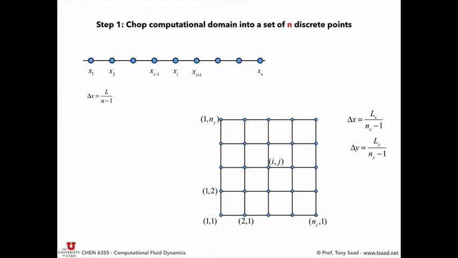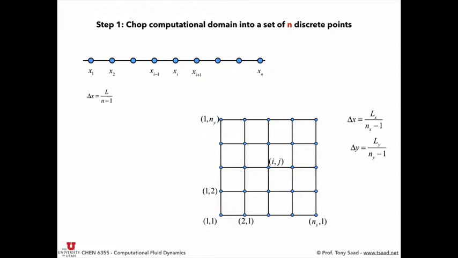So that's i equal 1, j equal 1. That's the first point in the domain. 2, 1 is the second point in the x direction, still the first point in the y direction. 1, 2 is the opposite: first point in the x direction and second point in the y direction. An arbitrary point is given by the tuple ij. Same thing in 3D, you have ijk. Clear so far?